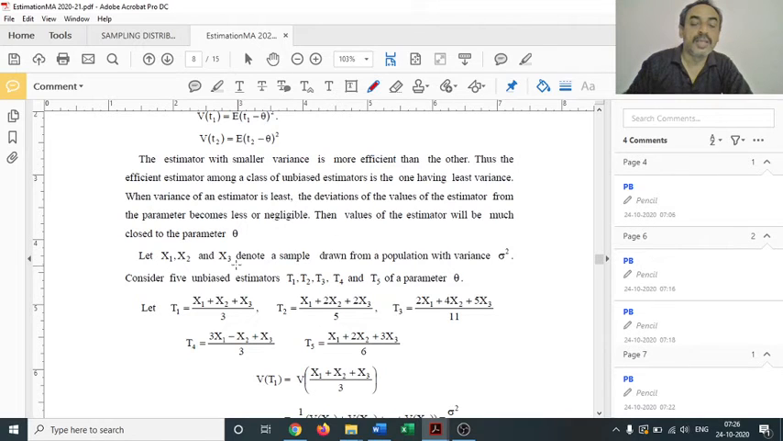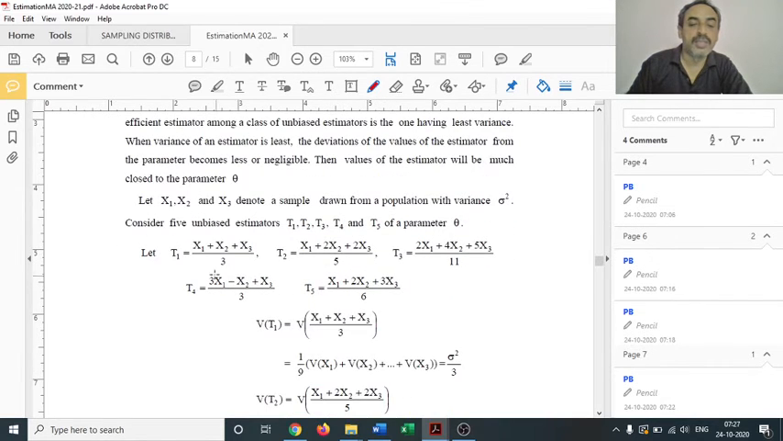Here we consider a sample of size 3, and based upon this sample of size 3, we propose 5 unbiased estimators: T1, T2, T3, T4, T5, all in different structures. T1 is (x1 plus x2 plus x3) by 3. T2 is (x1 plus 2x2 plus 2x3) by 5. T3 is (2x1 plus 4x2 plus 5x3) by 11. Again T4 here, T5 is here.